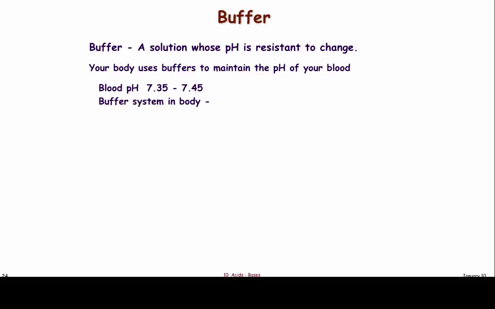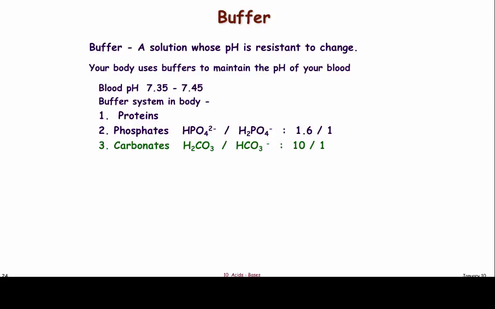Your blood is an example of a buffer solution. In fact, it's buffered at 7.35 to 7.45. If it deviates from those pH values, then you can get very sick. The way it works is that there are proteins in your body that chew up acid. There are also phosphate ions in a ratio of 1.6 to 1 that chew up H+. But more importantly, you have bicarbonate ions and carbonic acid that tend to chew up H+ and OH-.